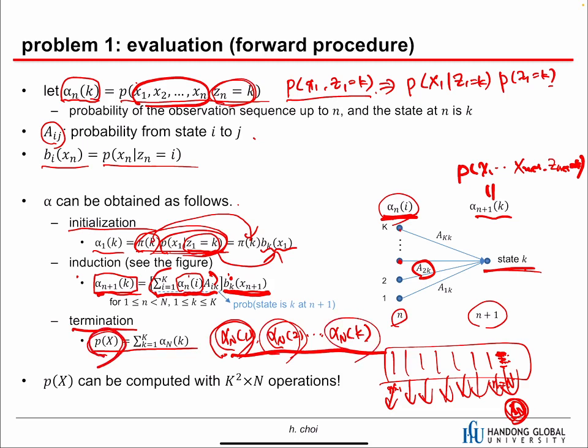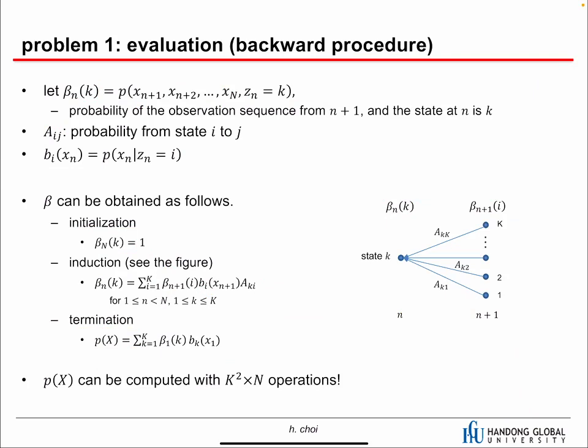Okay, so this one is feasible. We can calculate this with k-squared times n operations. So for evaluation, the forward procedure is enough. We don't need the backward procedure. If it is only for the evaluation problem, then the forward procedure is enough. With the forward procedure, we can calculate the likelihood P of X. That's it. But we need the backward procedure.